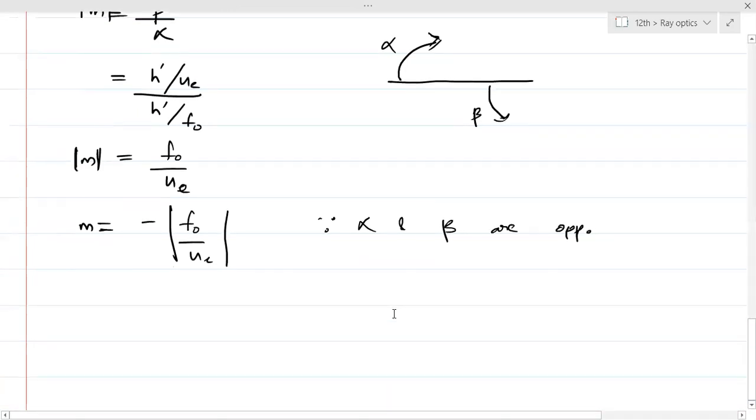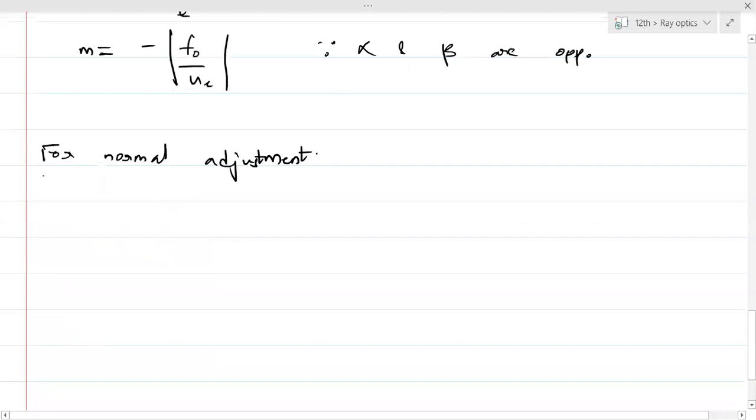Now for normal adjustment. Normal adjustment का मतलब क्या होगा? What does normal adjustment mean? Normal adjustment, what will it be?